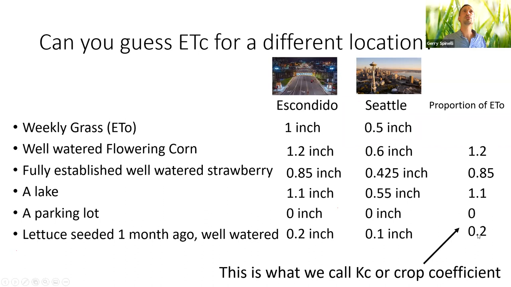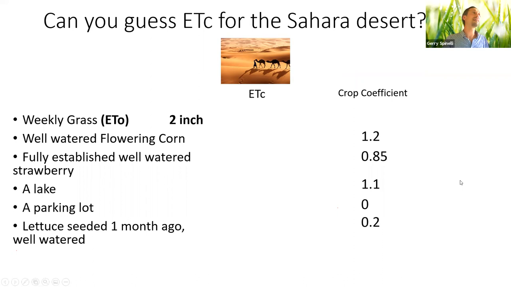So this number, this proportion that you can use when you emigrate to Tokyo, we call it the crop coefficient. It tells you how much more or how much less, or what proportion of the reference your crop used. Now I wanted to guess it once more, for the Sahara Desert, or for the, I don't know, Atacama Desert, or maybe for Death Valley.